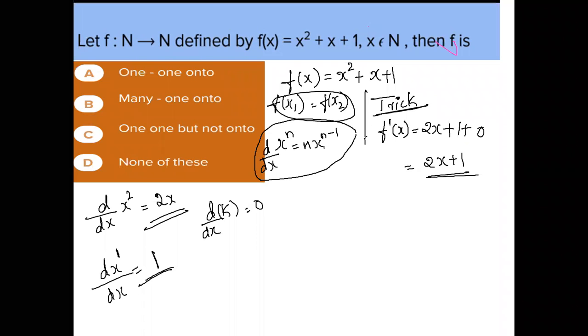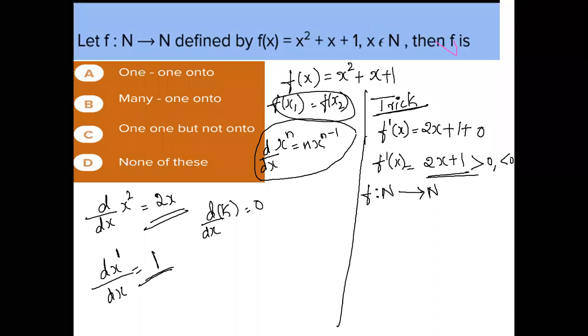Now what you have to see, to check one-one, is from where to where the function is defined. Function is defined from N to N. Now if you take any natural number, if you give x any natural number value, what happens to the function? Is it always greater than 0, or always less than 0, or sometimes greater than and sometimes less than? How will it come, students?